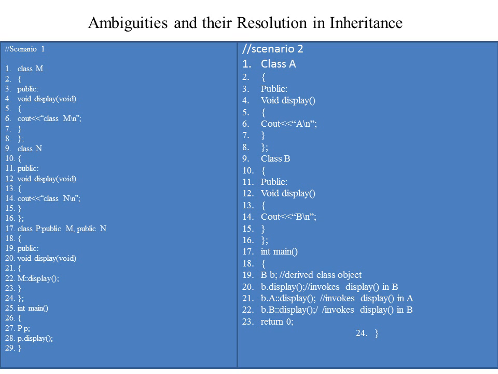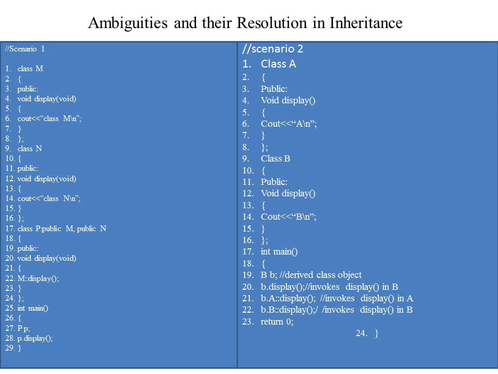So what type of ambiguities arise when we use multiple inheritance? There are two scenarios. The left part of the screen will discuss scenario 1 and the right part of the screen will discuss scenario 2 and their solutions. You can read the entire topic from your book in detail.